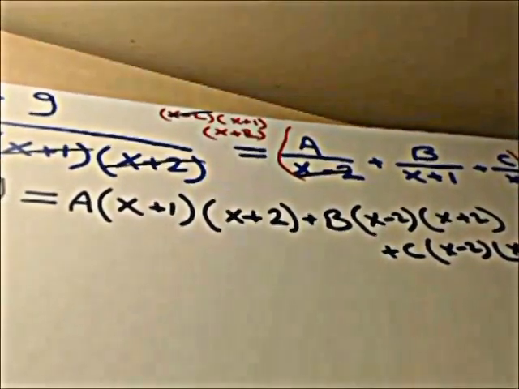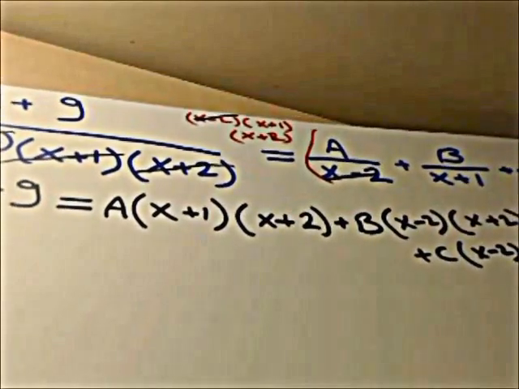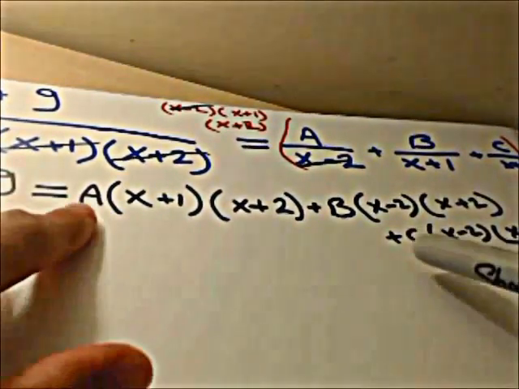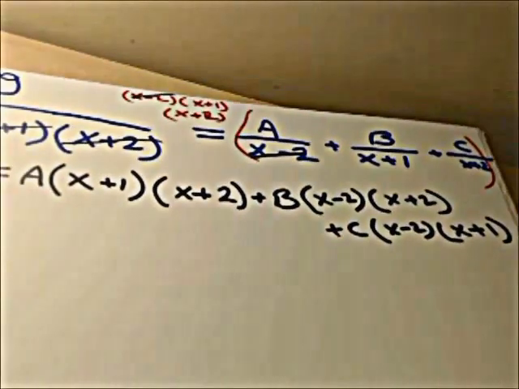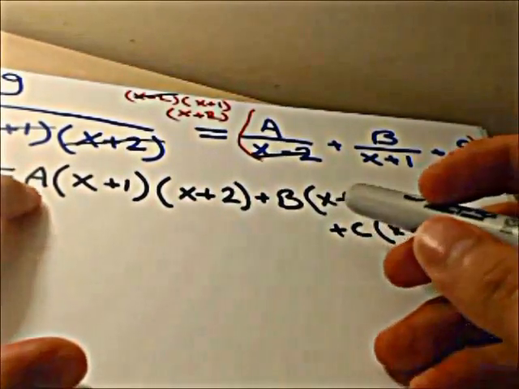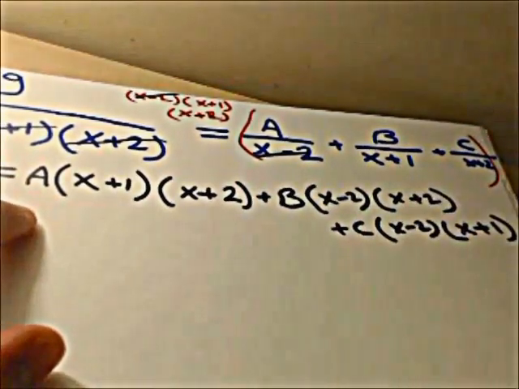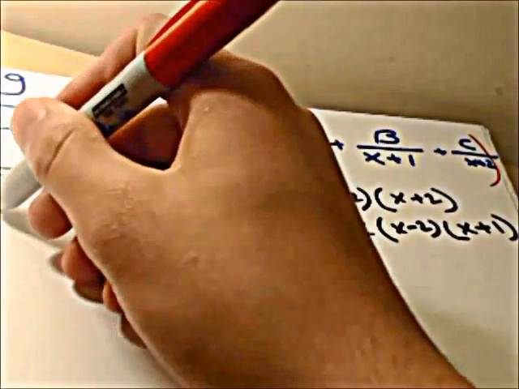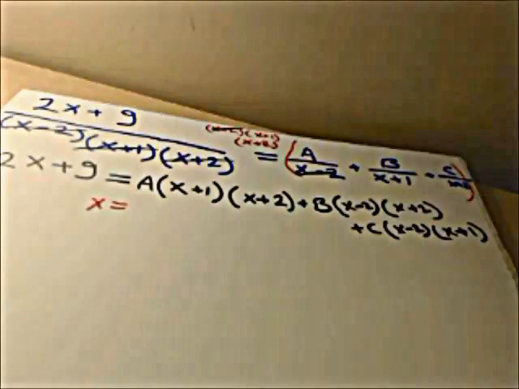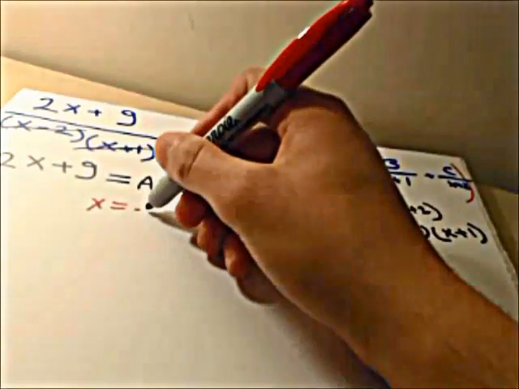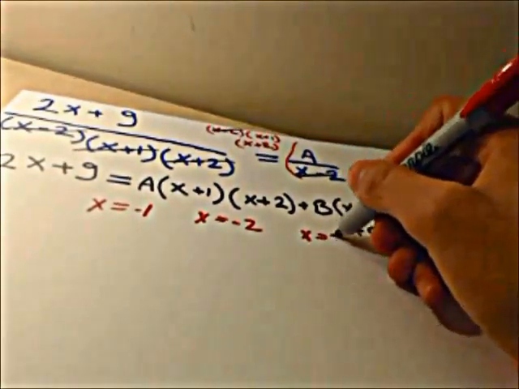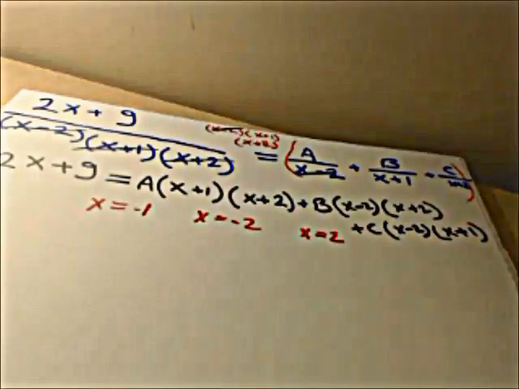And now what I basically do is use my little trick, which is to find appropriate values for x to find each of the unknowns, which are A, B, and C. So we've got three values for x, and we're going to try them each time. To make the other terms equal to 0, we have to find the good values for x. So the first options are x = -1, x = -2, and x = 2. I'll show you why I chose these values for x right now.